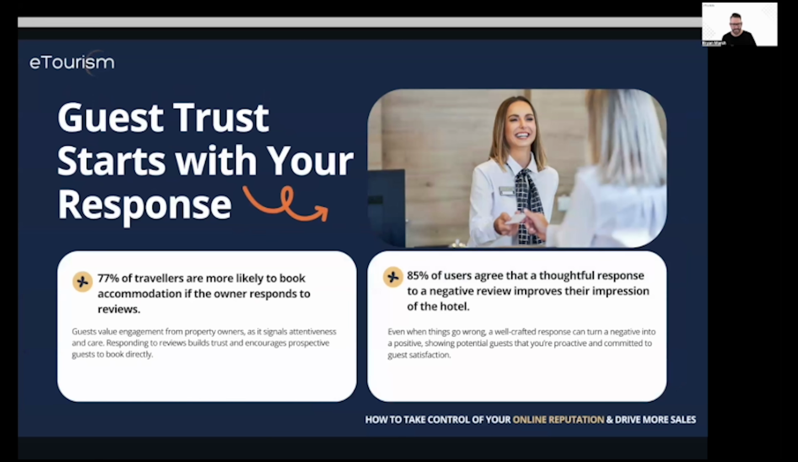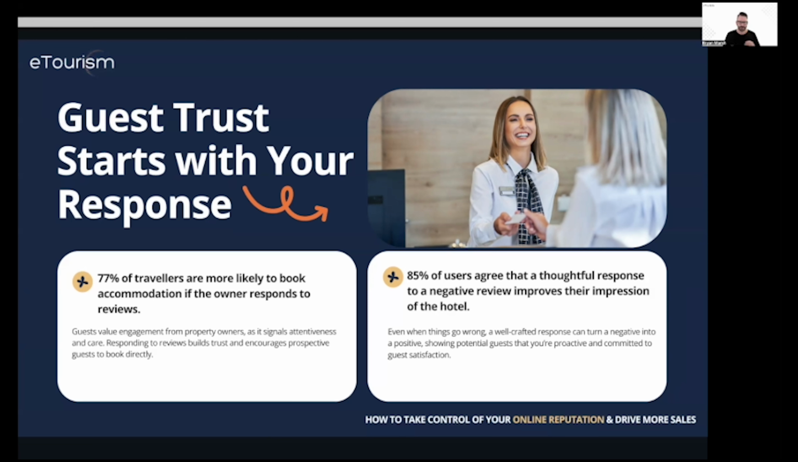Guest trust starts with your response. 77% of travelers are more likely to book accommodation if the owner responds to reviews. Guests value engagement from property owners as it signals attentiveness and care. Responding to reviews builds trust and encourages prospective guests to book directly. That's our goal, right? We want them booking directly. We want them booking with you.